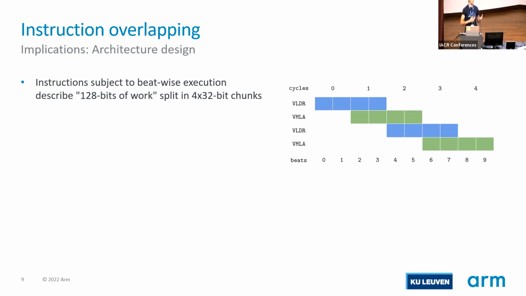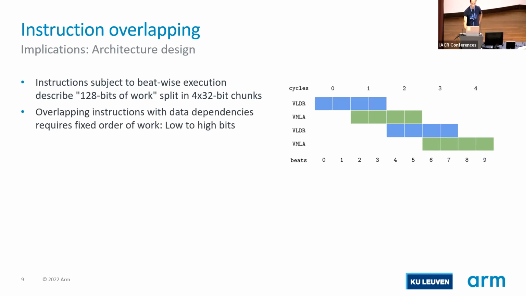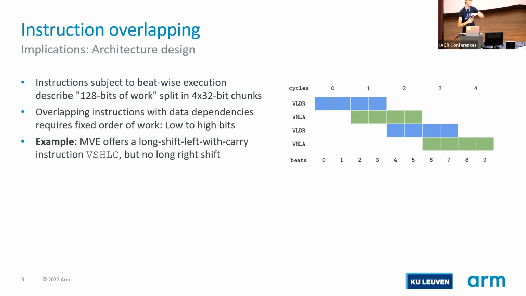So if you look at Neon, you have complex instructions like VLD4, which operate on 512 bits. You don't see this in MVE. It's usually explicitly broken down in multiple instructions, which do 128 bits of work at a time. And they usually operate from low to high bits. That's why you have a certain asymmetry in the instructions that you find. You'll find a long left shift, but you won't find a long right shift, for example.